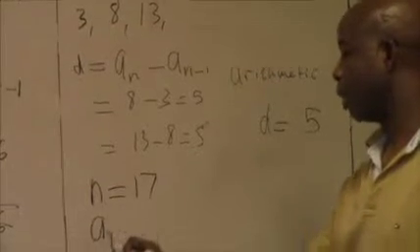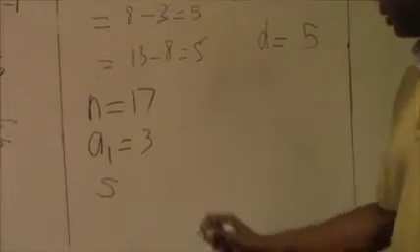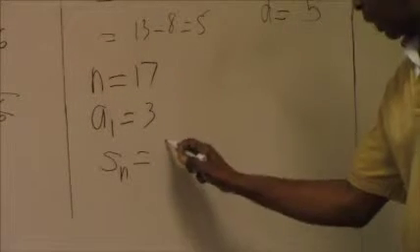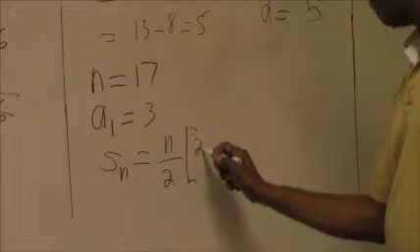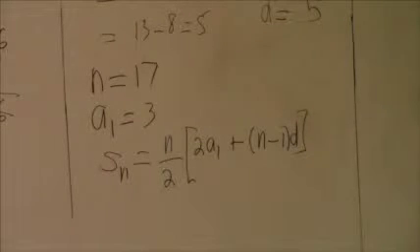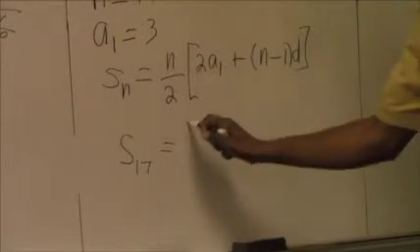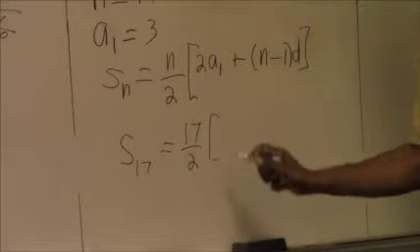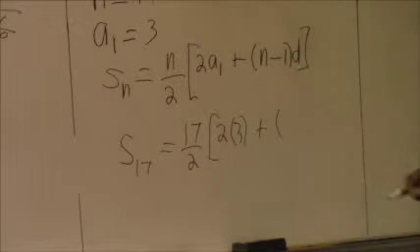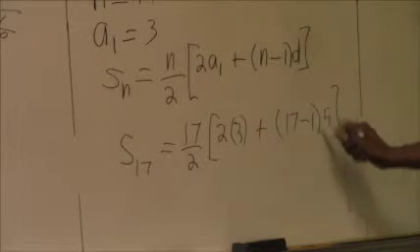Okay, I also know that A1 is equal to 3. By rule, the formula for the sum of the first n terms of an arithmetic series is n over 2 times 2 a1 plus n minus 1 times d. So we're going to substitute here. We are finding the sum of the first 17. So we'll put a 17 here. N is 17 over 2 times 2. My a1 is 3 plus n is 17 minus 1. My d is 5. Close it up here.